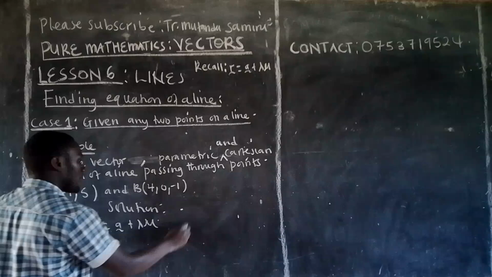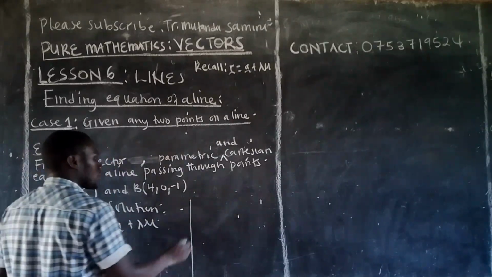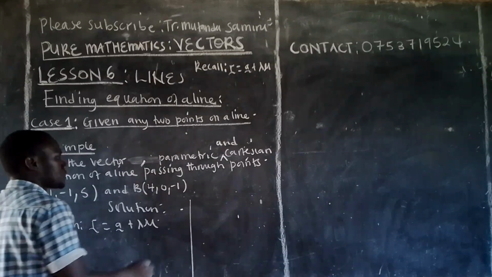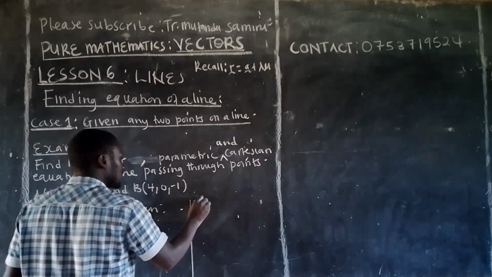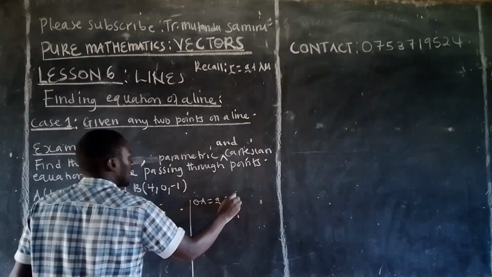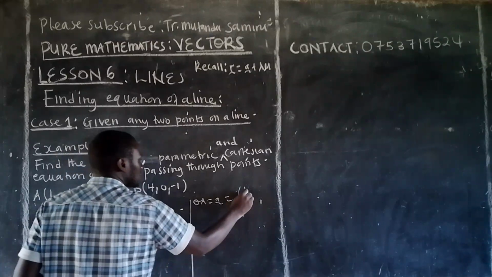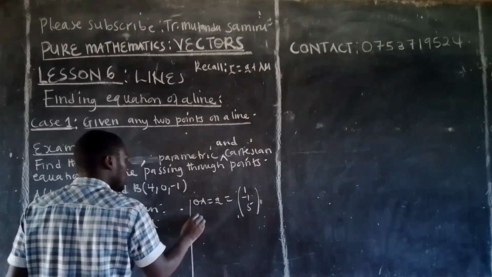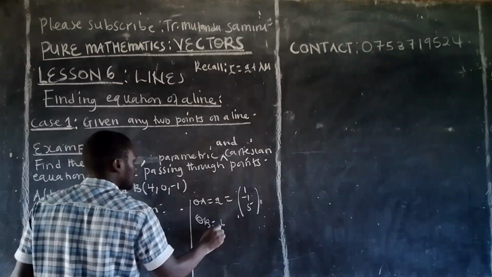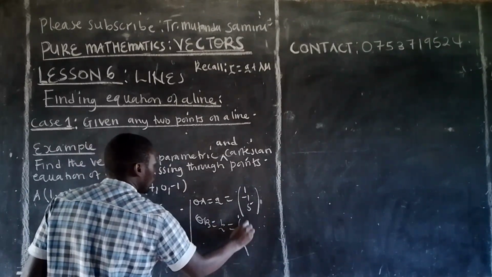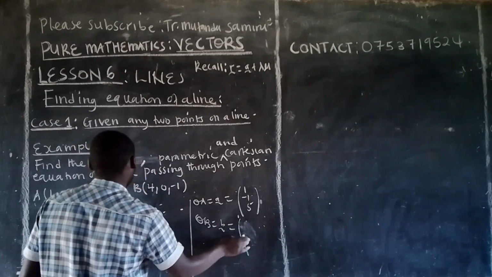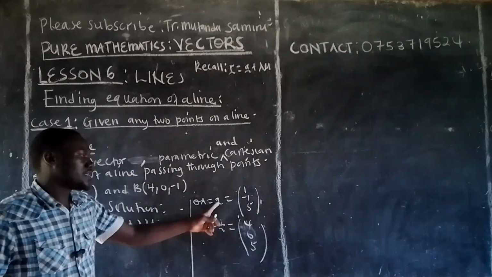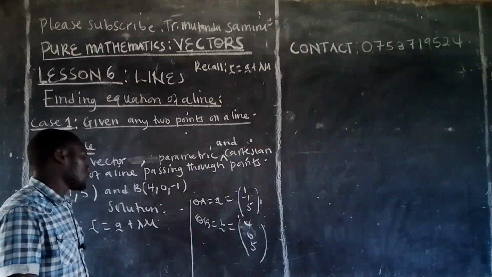So lambda mu. But how do we get mu? Remember, if this is A, it means that OA is the same as vector A and is the same as 1, negative 1, 5. Then it also means that OB is the same as vector B and is equal to 4, 0, and 5. Please take note of that. OA is the same as small a, OB is the same as small b.